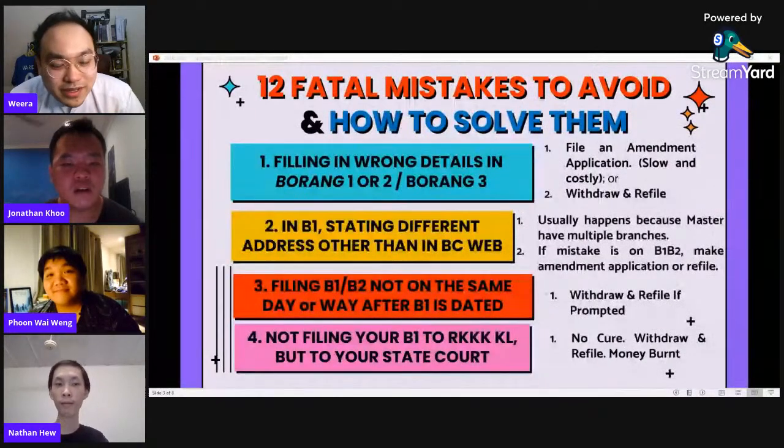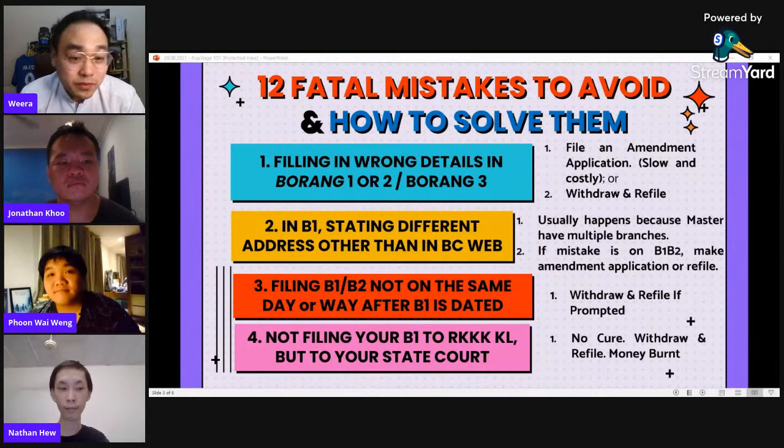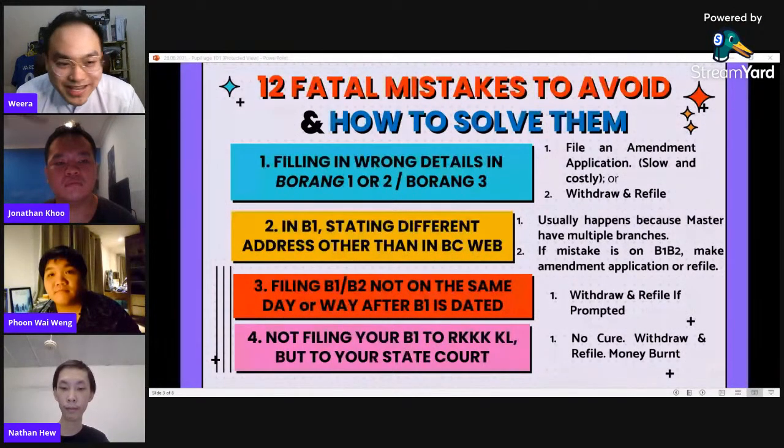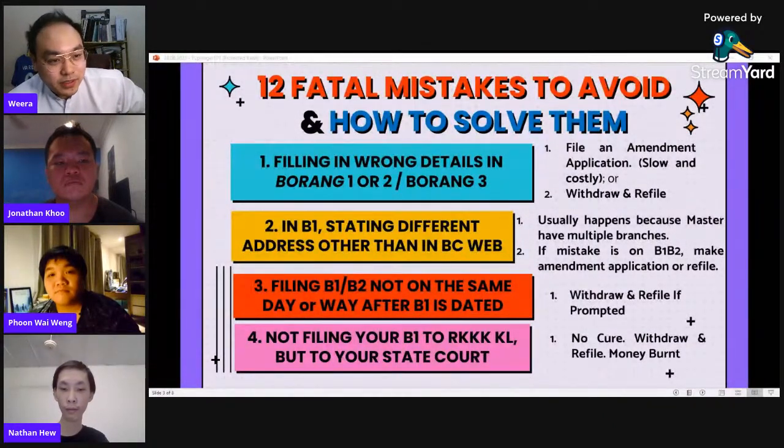Okay, so the same goes. If you make that mistake again, then what would you have to do? If you realize it soon enough, then it's okay. You can just withdraw and refile it again. But in the event that you only know about this mistake 5 or 6 months down the road, that is a very fatal mistake. Chances are you may have to file an amendment application, or sometimes you will be asked to withdraw it straight away. Okay, so that is a very fatal mistake to avoid.